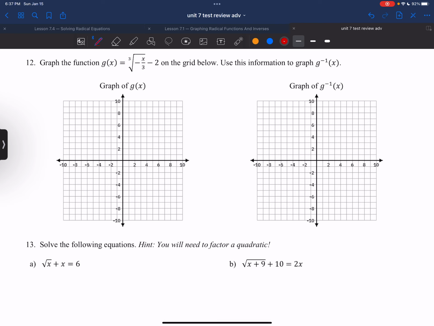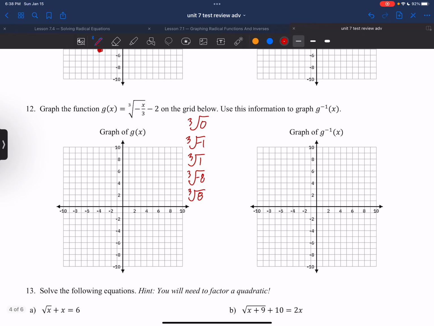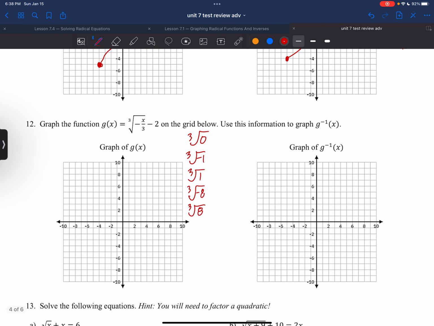Graph the function g of x equals cube root, blah, blah, blah. Look, I want cube root of 0. I want cube root of negative 1. I want cube root of 1. Maybe I want cube root of negative 8. Maybe I want cube root of 8. I don't think I want to go up to 27, though. So let's think, what could I do to get these things? Well, if x is 0, that's going to check out, right?